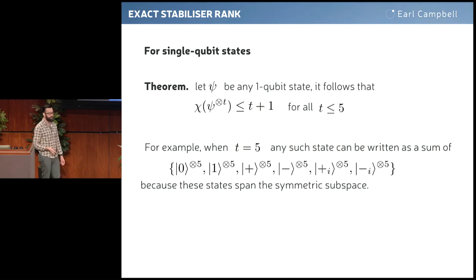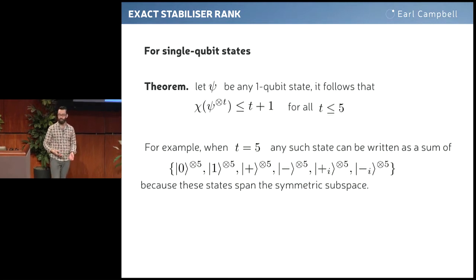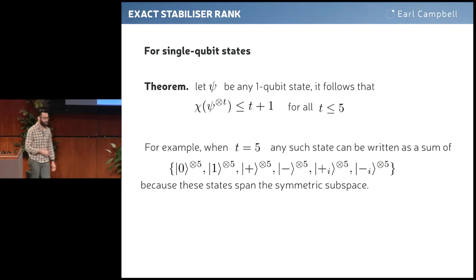Okay? And the reason for this is that one can show that this set of 6 stabilizer states will span the symmetric subspace. And since all of the product states sit in the symmetric subspace, you must be able to decompose them in terms of these product states.